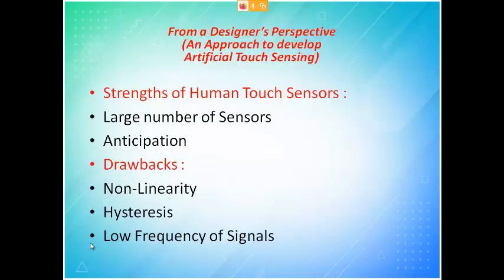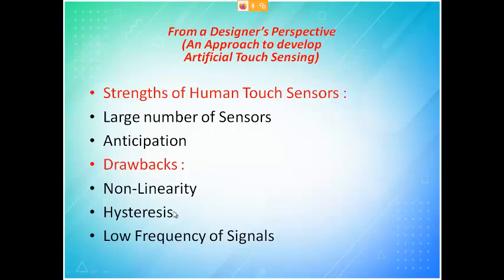The strength of the human is a large number of sensors, and anticipation. The drawbacks are non-linearity, hysteresis and low frequency of signals. The drawback is that we are unable to do it on a robot. That is what we call a drawback, not a drawback of the human. It is a drawback of our approach to reproduce the human. When you try to reproduce a human, we face so many problems. Humans don't have any hysteresis problem and all. Hysteresis means there is no permanent elongation in your sensor and all.